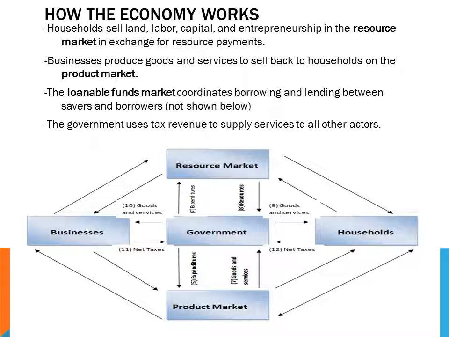The economy is a complex aggregation of many different types of markets. For example, households sell land, labor, capital, and entrepreneurship in the resource market in exchange for resource payments such as wages, interest rates, and profits. Businesses produce goods and services to sell back to households on the product market. The loanable funds market coordinates borrowing and lending between savers and borrowers, which is not shown in the diagram below, but is shown in the diagram in your textbook. The government uses tax revenue to supply services to all other actors, such as businesses and consumers.